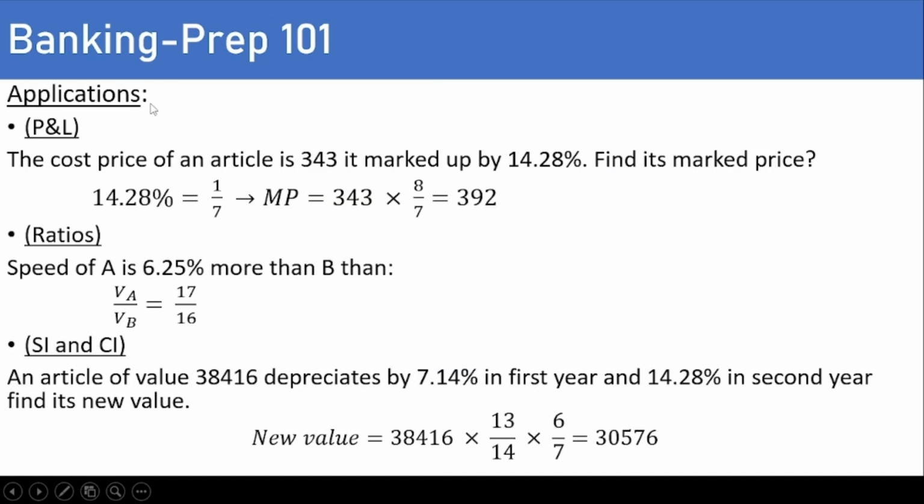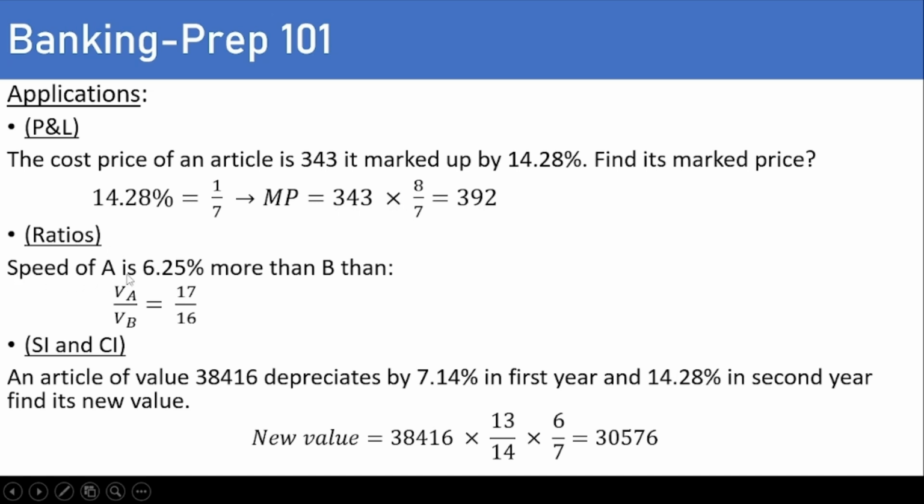The concept that we've learned above has some applications in arithmetic. So let's consider first profit and loss. The cost price of an article is 343 and it is marked up by 14.28%. Find its mark price. So we know that 14.28% is 1 by 7. So we can find the mark price. Mark price would be 343 into, it is marked up by 14.28%, that means there is an increase, so 7 would be added to 1 and the numerator would become 8. So mark price would be 343 into 8 by 7, and we can solve it and it comes out to be 392.